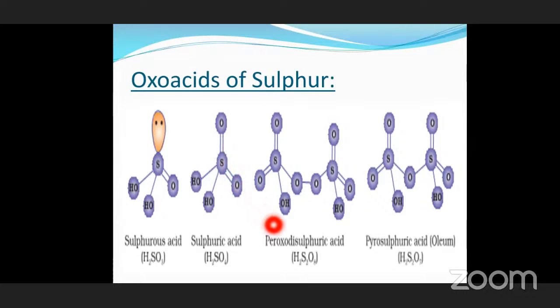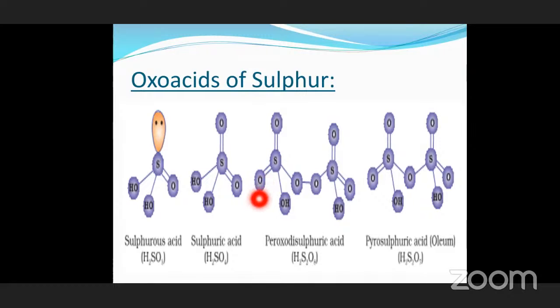Right? Then the third one is peroxodisulfuric acid. The formula is H2S2O8. How many hydrogens are given here? 2 hydrogens, one OH and one OH. How many oxygens are given here? 8 oxygens: 1, 2, 3, 4, 5, 6, 7, 8. Okay, 8 oxygens are satisfied here.